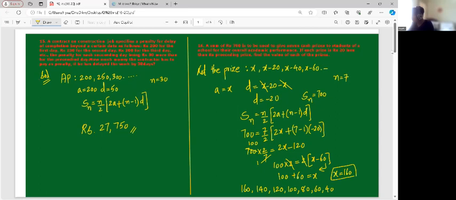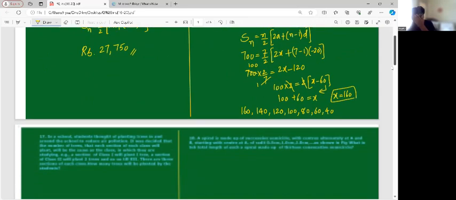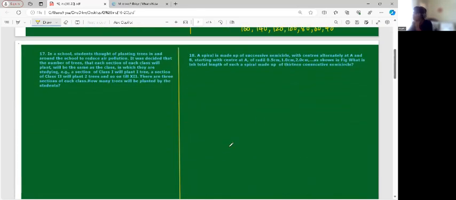Okay, move on to question number 17. Question 17 is a lengthy question. In a school, students thought of planting trees in and around the school to reduce air pollution.